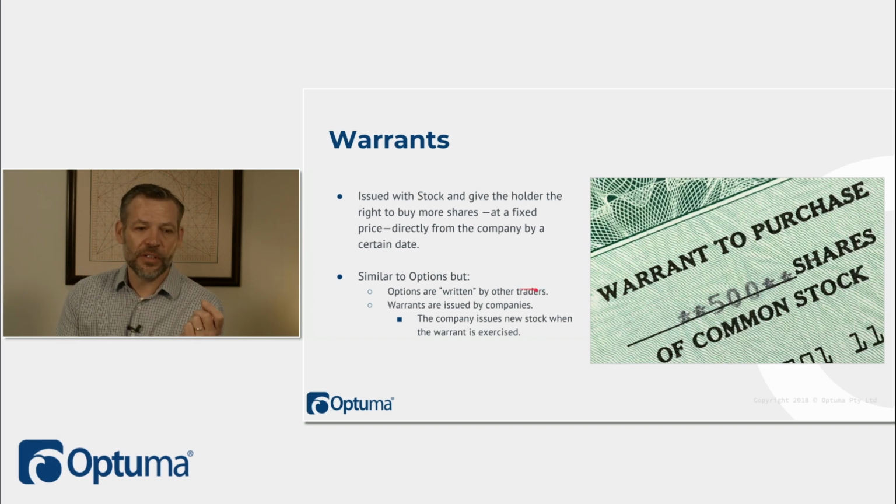Typically it's issued with stock. And so sometimes when you buy stock, you can get a warrant with stock, especially when companies are in their early stages and you may not want to invest fully. They may do that to try and entice people to buy their stock. So it's at a fixed price directly from the company by a certain date. Again, exactly like an option, except sold by the company. It's the best way to think about it. Options are written by the traders, warrants are issued by companies.